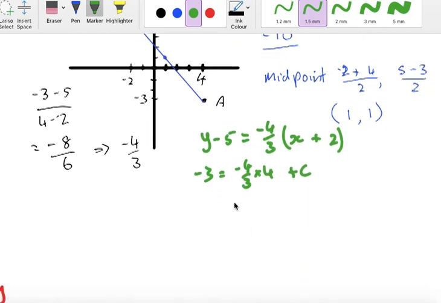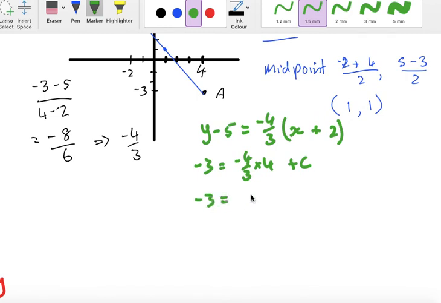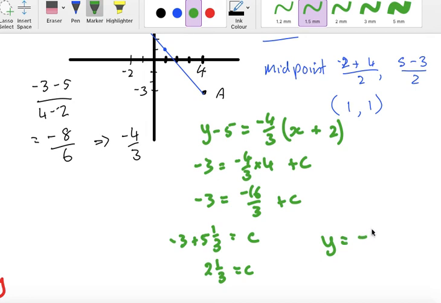Now you're going to have to work out what that c is. So it's negative 3 equals negative 16 over 3 plus c. That goes in as 5 1/3. Add it to the other side. So negative 3 plus 5 1/3 equals c. That means that 2 1/3 equals c. So the formula for the straight line is y equals negative 4 over 3 x plus 2 1/3. That's the second way to do the equation of a straight line.